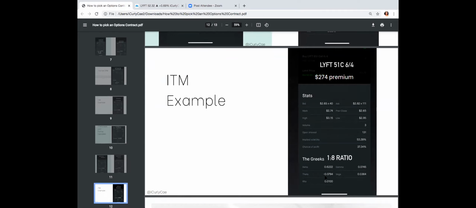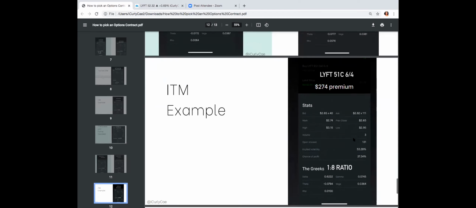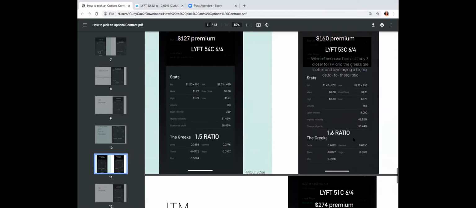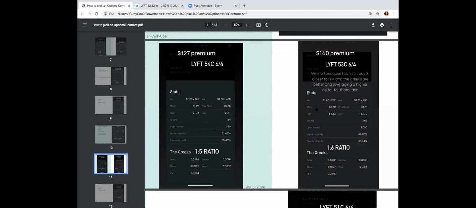Now, there's so many other things that go into it. Obviously, you want to look at the volume and open interest, but let me show you one other thing that I saw. Okay, so here we have this particular contract. Remember, this is the winner. Look right here. The open interest, the amount of people that are currently holding this, 3,090. The volume, which is going to be the amount of people that are actively trading it within the trading day, is 166. You look over here, you have 350, 134.